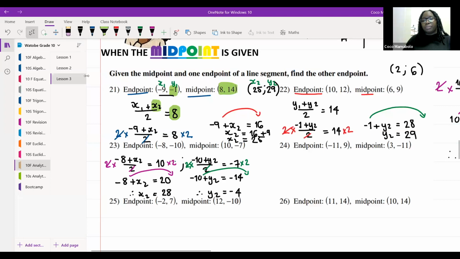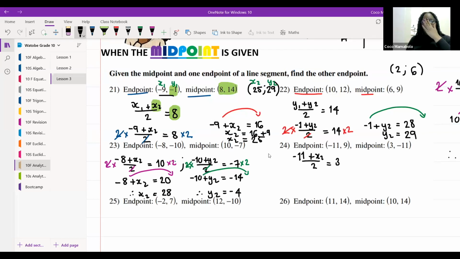Mawande, how are you doing? Hi, ma'am. I would like to do 24. Excellent. All right, let's do 24 together. So negative 11 plus x2, divided by 2 equals 3. Good. Is equal to 3.